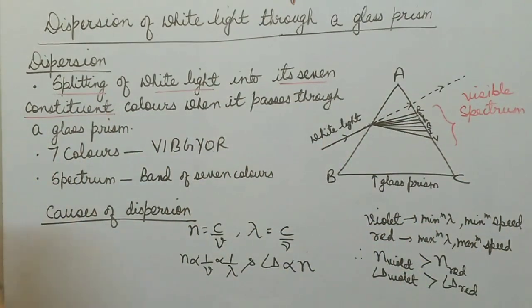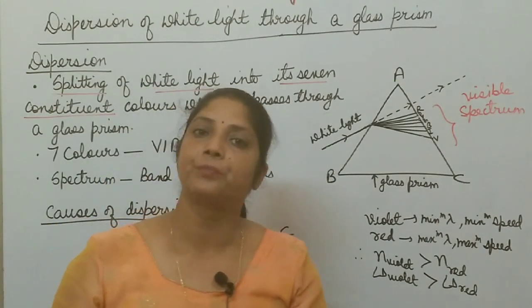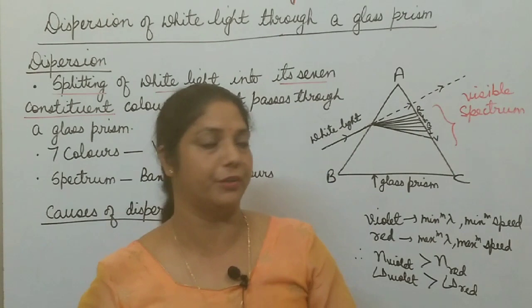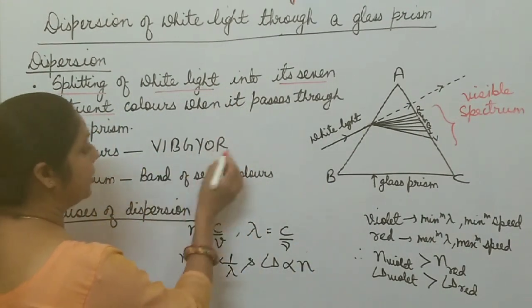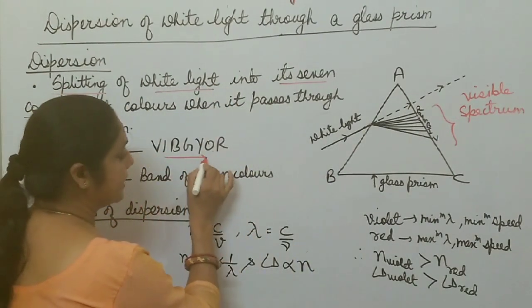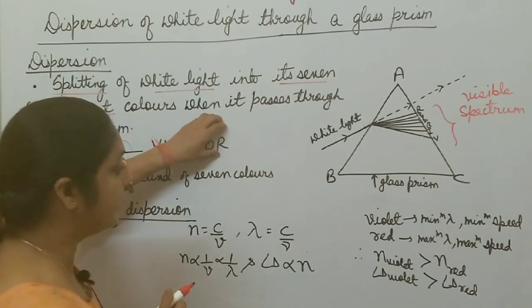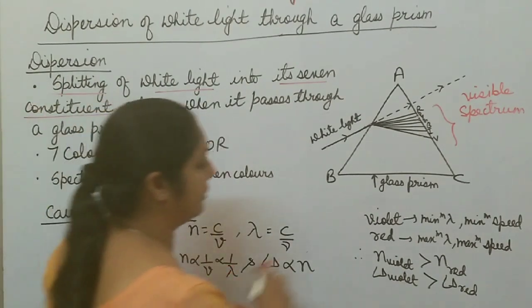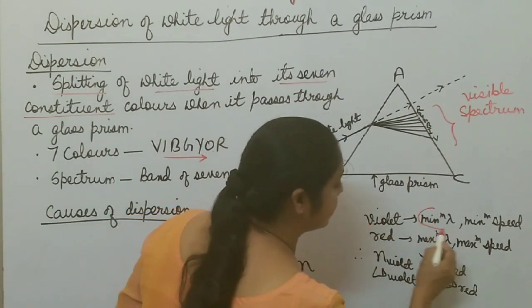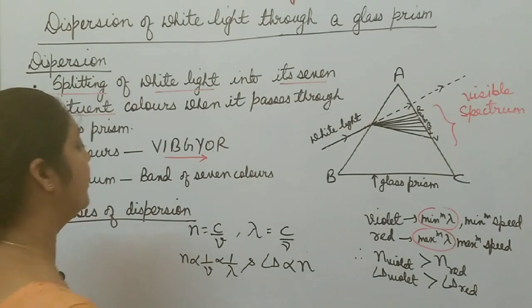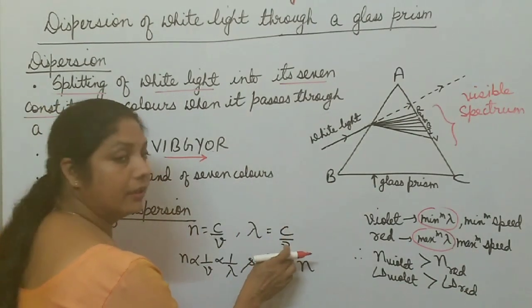Now, why does this dispersion take place? You know, different colors of light have different wavelengths and different frequencies. From V to R, wavelength increases in order. It means violet color has the least wavelength and red color has the maximum wavelength. And you know, wavelength is c by nu.